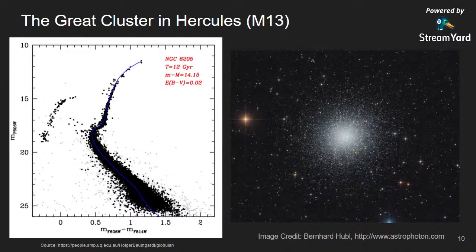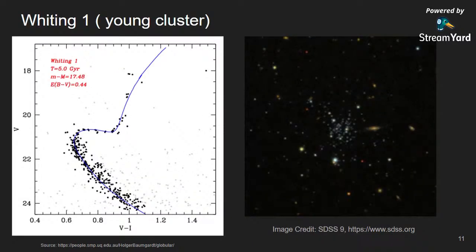And then this is the great cluster in Hercules, M13. It's very similar. Then I searched around, trying to find the youngest cluster that we have data on. I found this one called Whiting 1, and I'm actually not sure where it is, but it came from the Sloan Digital Sky Survey. It's estimated that this one is only 5 billion years old. So there's not a whole lot of data here. Through the visual filter, we're down at magnitude 22 to 24, so it's a lot dimmer than some of the other ones. That's indicative because it's a very young and distant cluster.